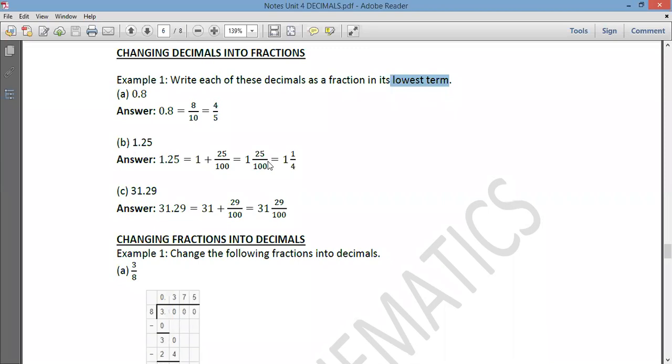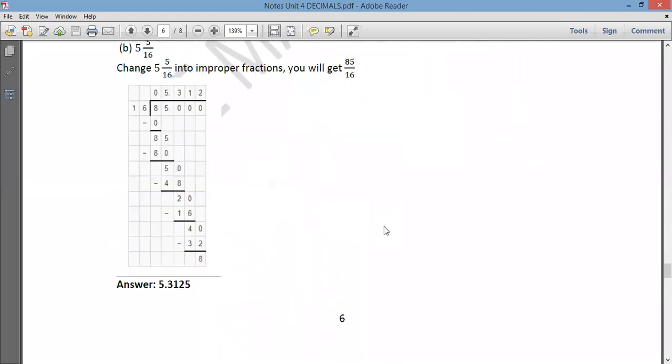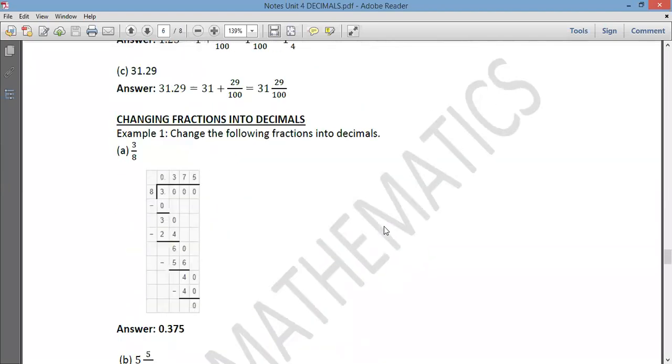Remember, always change your answer in fraction into lowest term. Okay, I think this is the last part.